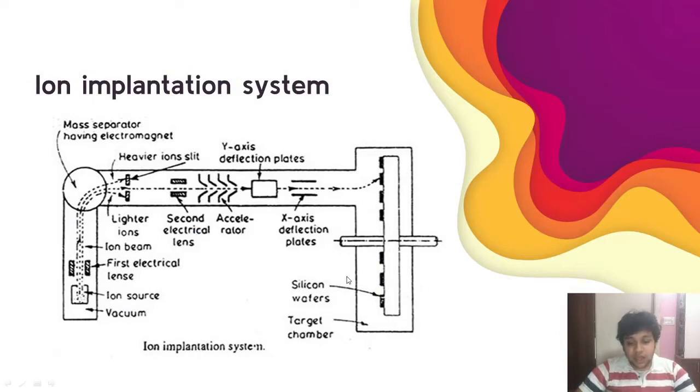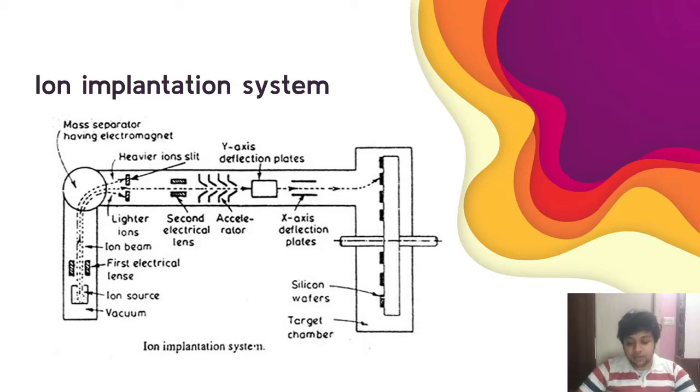So initially, the gas containing the desired impurity is ionized within the ion source. This is the ion source. The ions are generated and repelled from their source in a diverging beam focused by the first electrical lens before it passes through the mass separator. So the first electrical lens, which is present here, diverges the beam and sends it to the mass separator. The mass separator consists of an electromagnet which is used in separating the magnetic impurities from the ions.